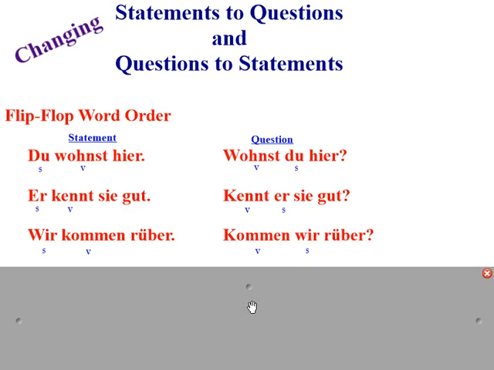And as a third example, wir kommen rüber, we are coming over. Kommen wir rüber? Are we coming over? You will notice that no words were added, no words were removed, and all the words have the same form. The verb is still conjugated for the same subject, but we have gone from a statement to a question.